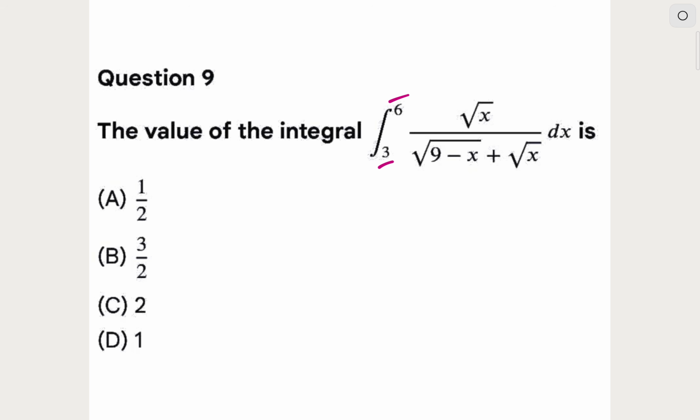इसको हम इंटीग्रेट करेंगे और जो एक्सप्रेशन है हमारे पास इंटीग्रेशन का वो है √x डिवाइडेड बाई √9 - x प्लस √x dx. So we need to find out the value of the integral. So for finding the value of the integral we can do one thing, that if we are going to solve it in any other way then it will take a lot of time and it may not be doable.